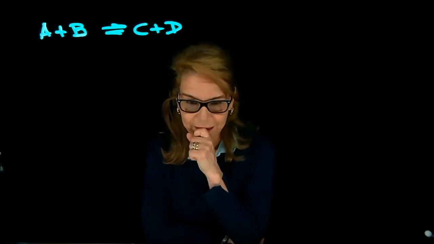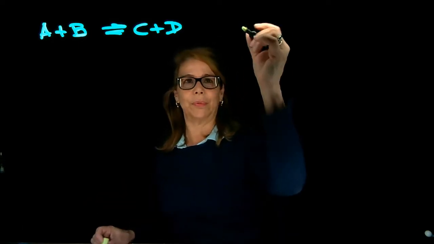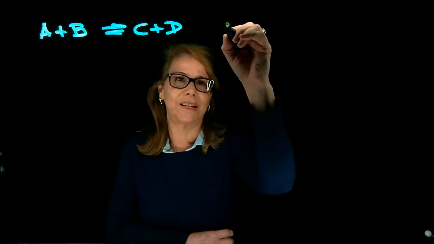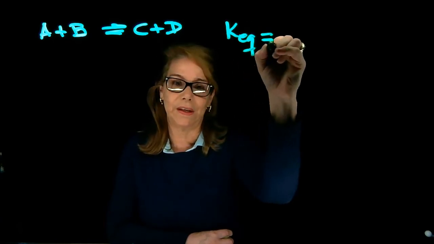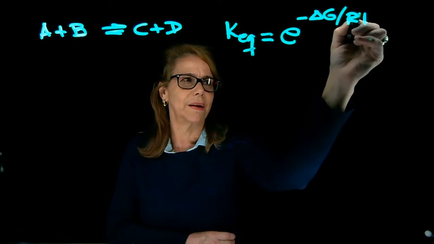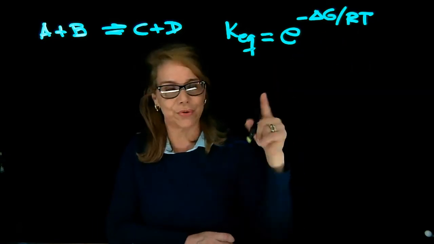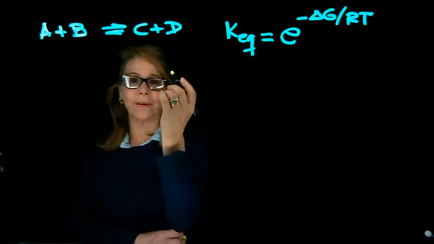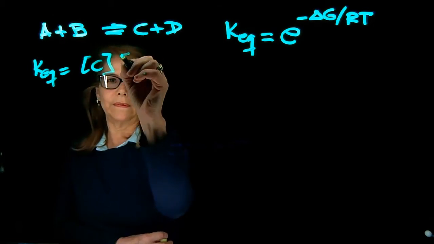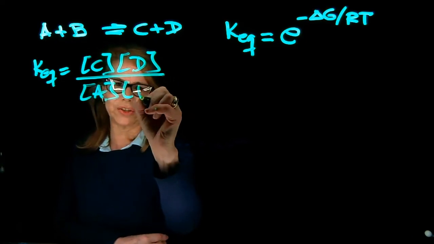Let's keep studying a reaction like that and the relationship between the changes in free energy and the equilibrium constant. From a previous video, we learned that if we know the free energy change, it is related to the equilibrium constant in this way: K equals e to the minus delta G over RT, where delta G is the change in Gibbs free energy, R is the gas constant, and T is the temperature. And we also know our definition of the equilibrium constant: the product of the concentrations of these two species over the product of the concentrations of A and B.